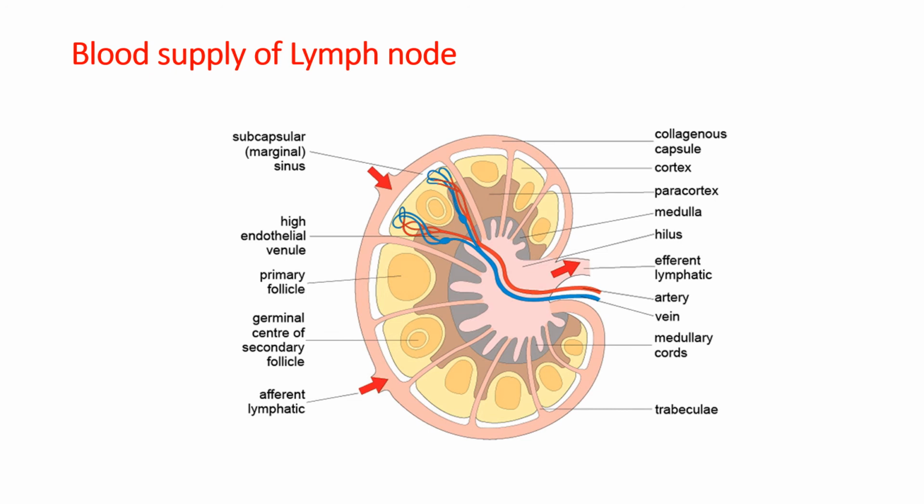Coming to the blood supply of the lymph node, the arteries enter the lymph node through the hilum. They traverse through the medulla and break into smaller arteries that reach the cortex, where they break into capillaries, and then the venules, the post-capillary venules or the high endothelial venules in the paracortex, and finally they exit the lymph node through the efferent vessels or the veins, which leave at the region of the hilum of the lymph node.